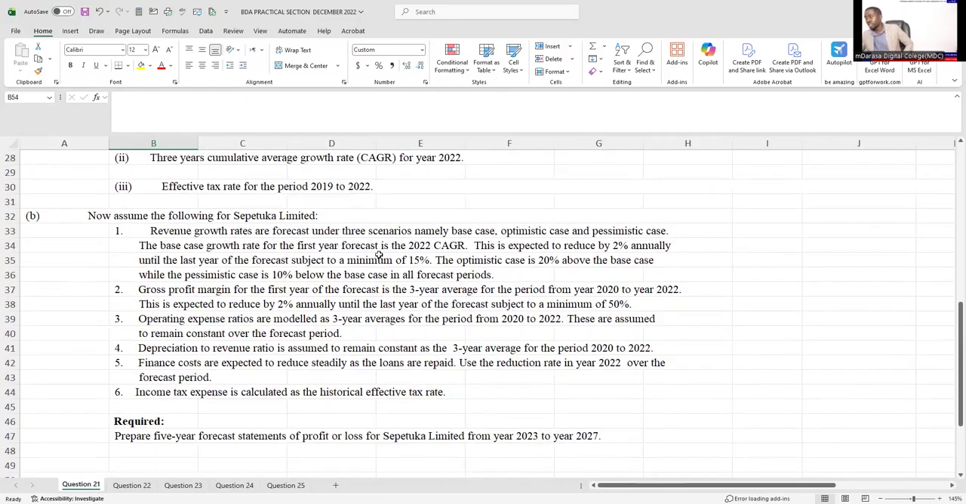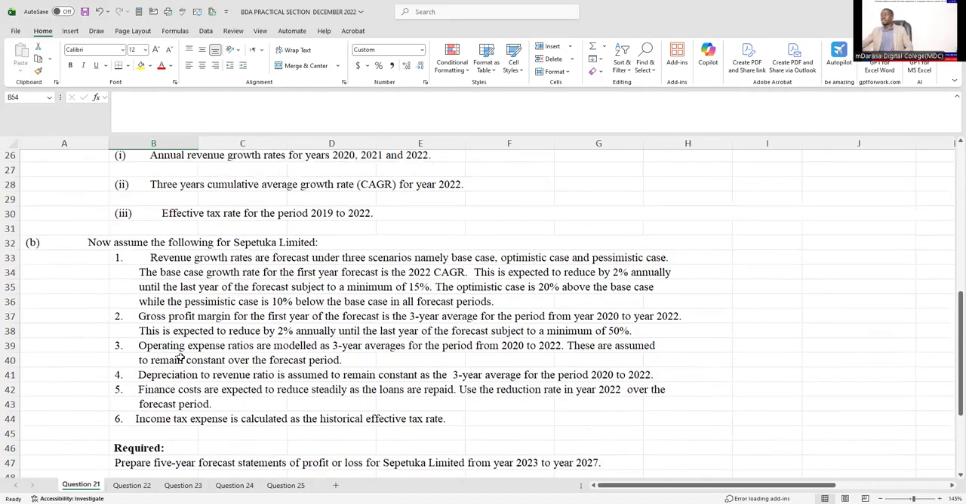We're given all these details. The revenue growth rates are forecast under the three scenarios, namely base case, optimistic case, and pessimistic case. The base case growth rate for the first year forecast is the 2022 cumulative average growth rate. This is expected to reduce by 2% annually until the last year of the forecast, subject to a minimum of 15%. The optimistic case is 20% above the base case, while the pessimistic case is 10%. So given all these details, up to the income tax expenses calculated as the historical effective tax rate.